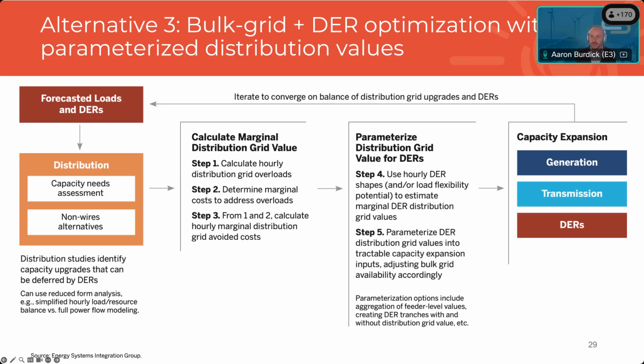But the result is that you have an expansion then that can consider generation, transmission, and DER values using these marginal distribution grid values. And you may need to run that through a loop. For instance, if you pick more DERs, then there'll be less distribution value to avoid. So this can iterate to convergence.